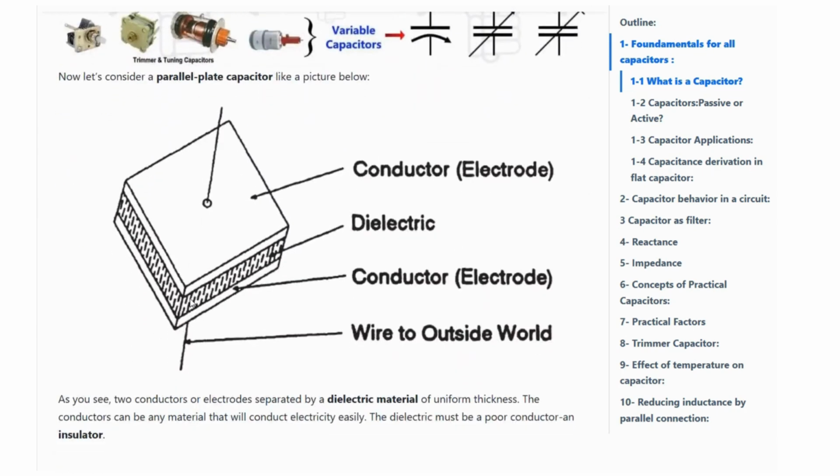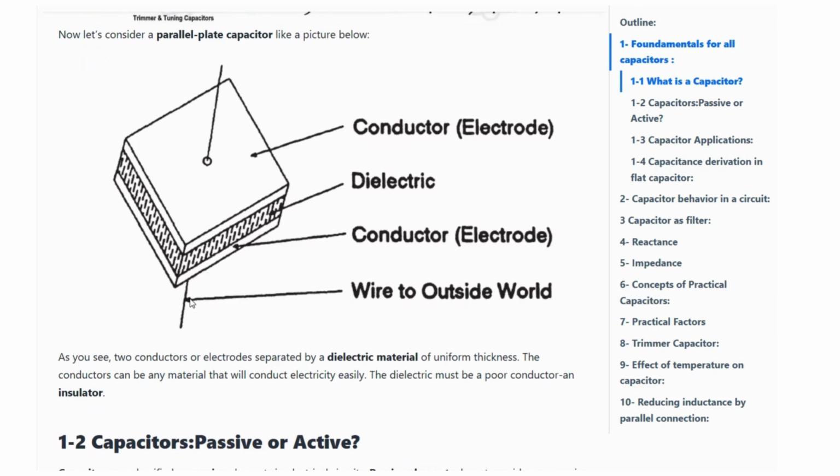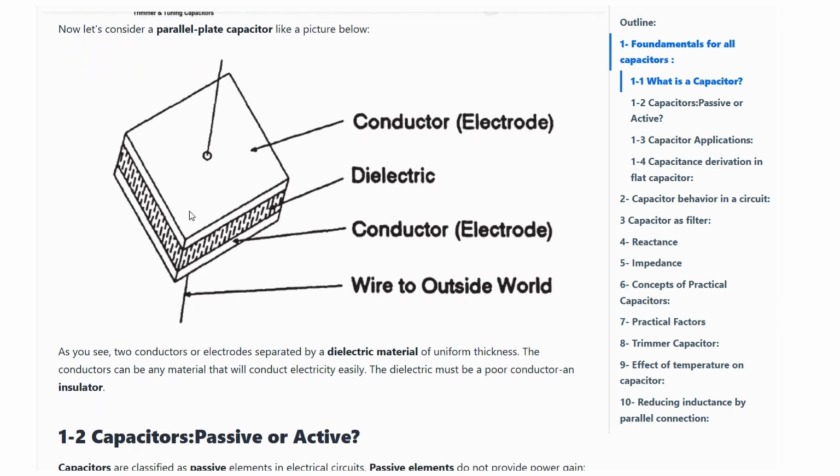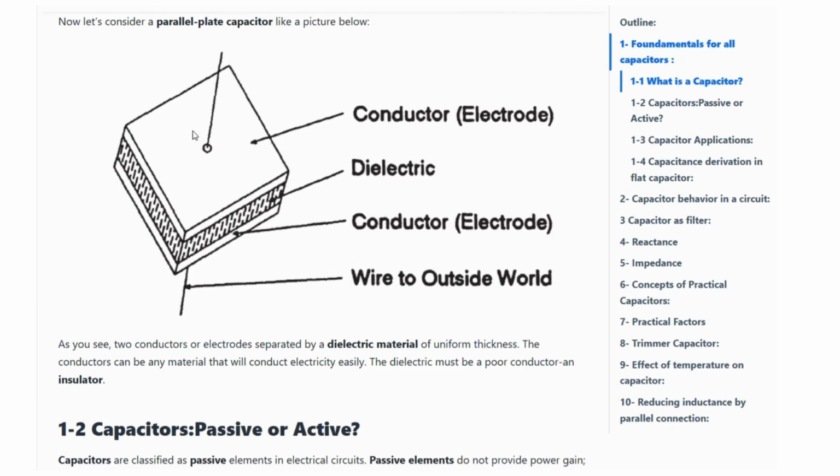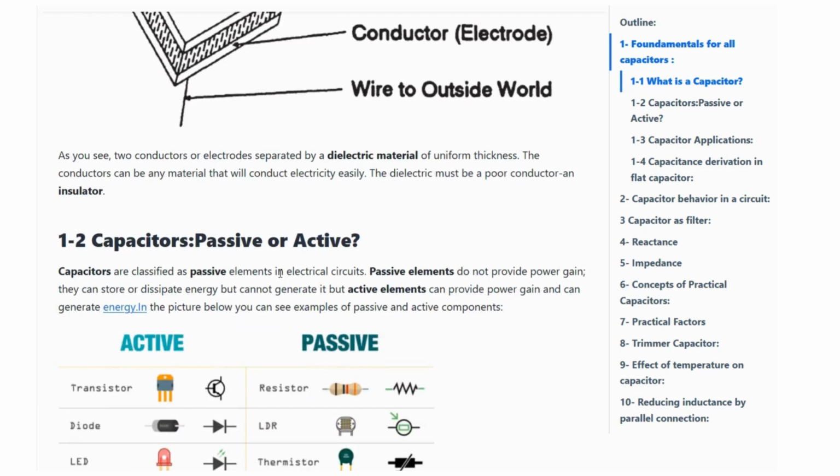Next, let's consider a parallel plate capacitor like this picture below. It's a very simple schematic picture of a parallel plate capacitor. These plates are called conductor electrodes, the area between them is the dielectric, and these lines are wires.